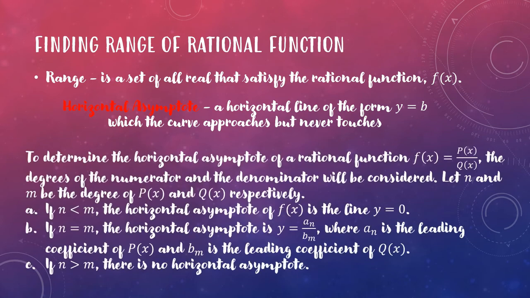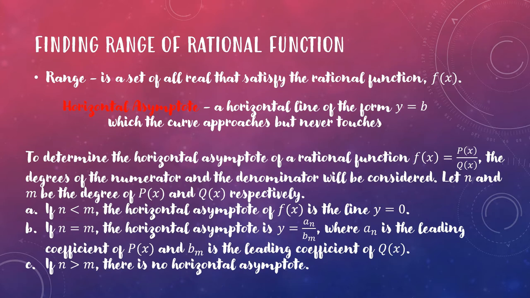Okay? So, to determine the horizontal asymptote of a rational function, f of x equals p of x over q of x, the degrees of numerator and denominator will be considered. Let n and m be the degree of p of x and q of x respectively. Kani siya class, in finding for the range and horizontal asymptote, dili na ta kailangan mag-solve. Pwede gyud gihapon nato siya i-solve algebraically like pareha tong sa domain, but in this case, pwede nato siya i-shortcut.